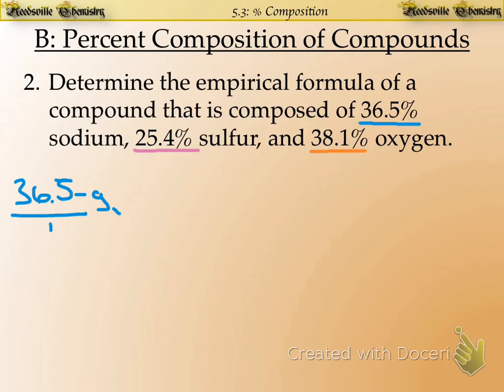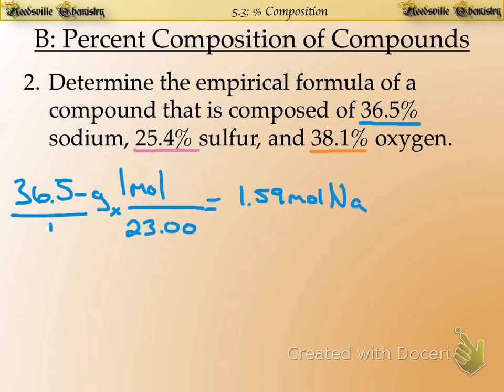Now, what we're going to need to do is turn each one of these masses into moles. We can do that by dividing each of them by their corresponding molar masses. So we've got 36.5 divided by 23.00. I've got to grab my calculator. And I'm going to get 1.59 if I do that correctly. 1.59, and that's moles of Na.